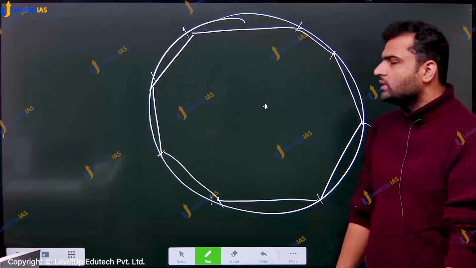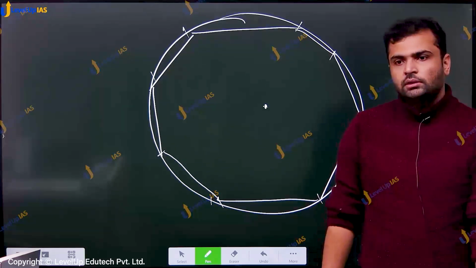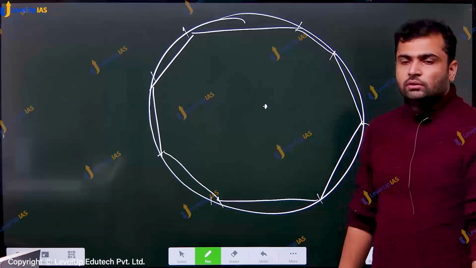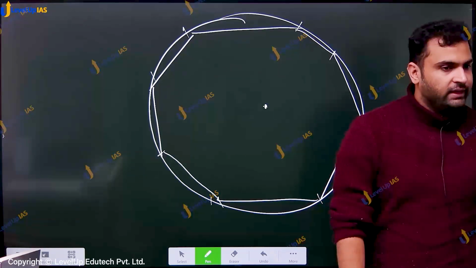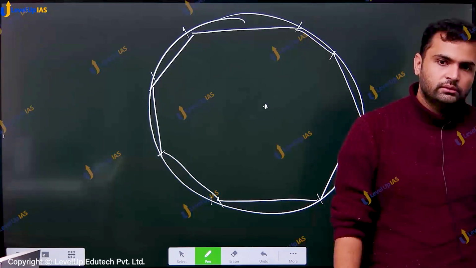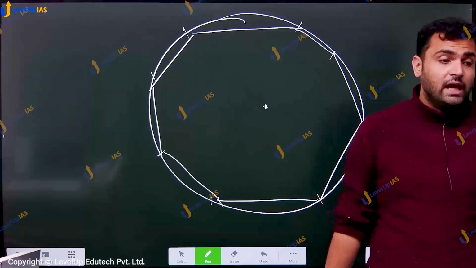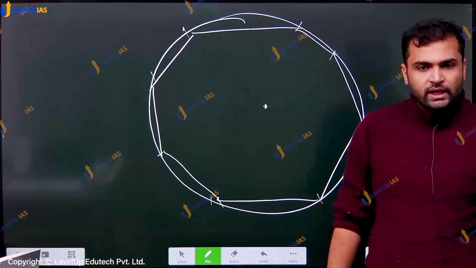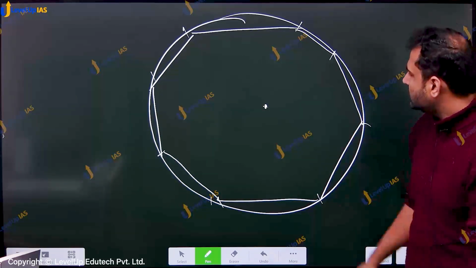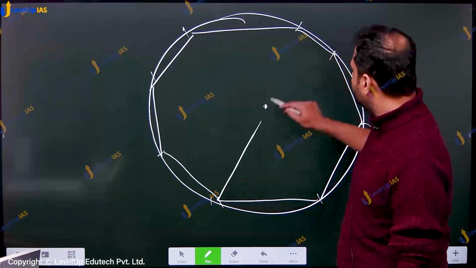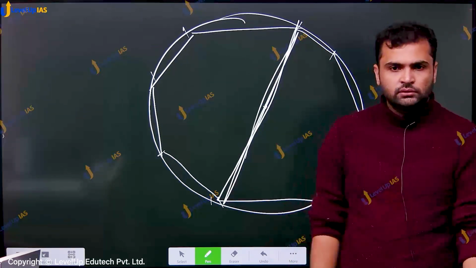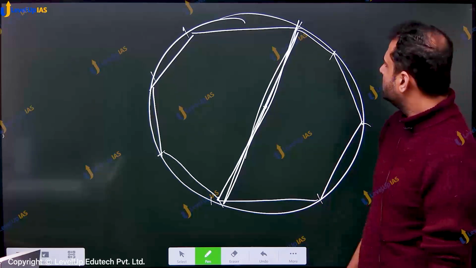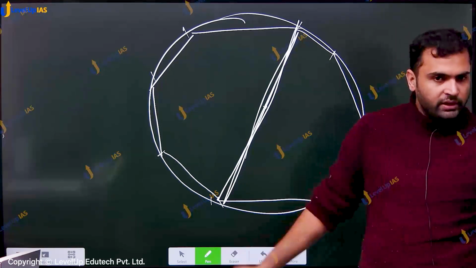Now what I want is to draw right angle triangles such that one side of the triangle is a diagonal, or one side of the triangle is a diameter, sorry. One side of the triangle should be the diameter. So let me just choose one diameter. Okay, this is one diameter, right? This is one diameter.